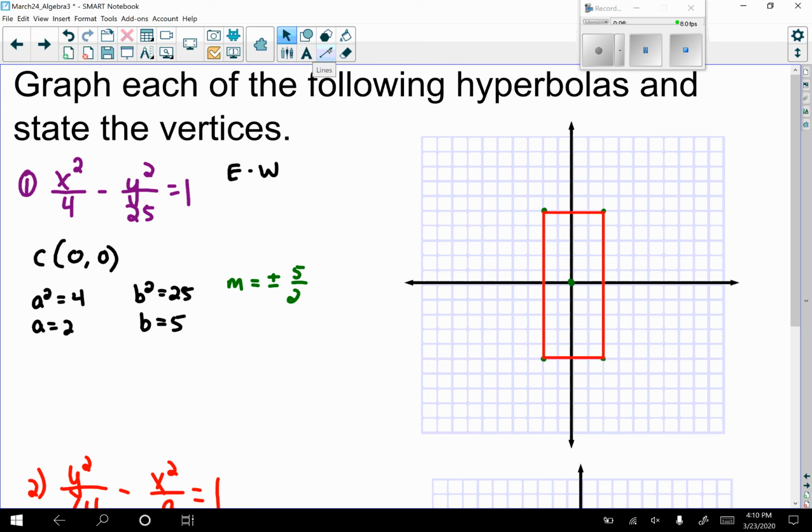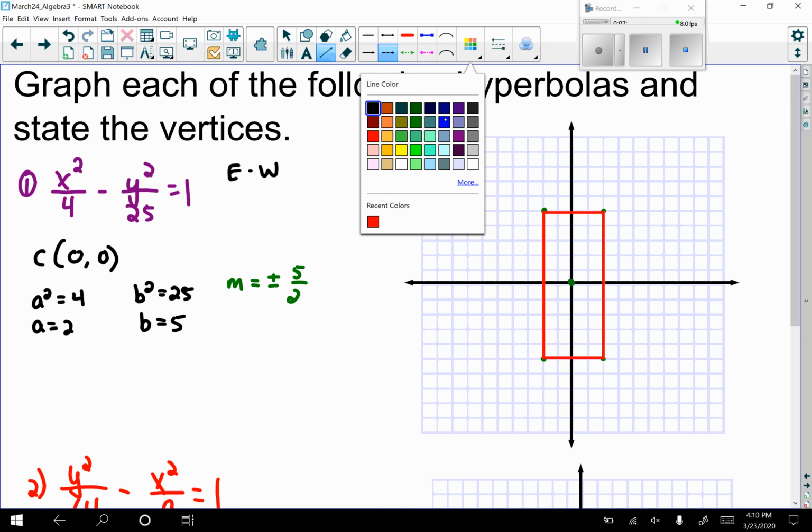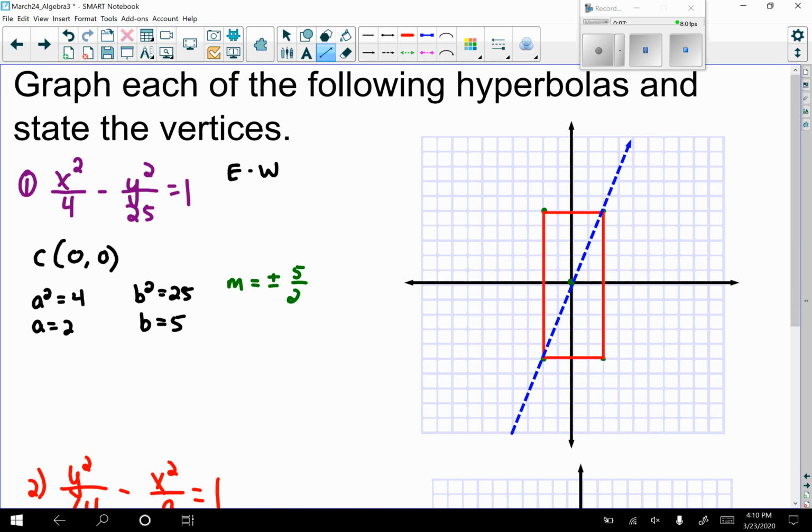Next, what we want to do is draw diagonals. And we want to extend them. The extended part is where we're going to draw our hyperbola. So again, I'm going to go down another 5 over 2. Make sure that you draw these diagonals going through the corners of the rectangle and beyond. And then the same thing on the other side. So we get these 2 diagonals.